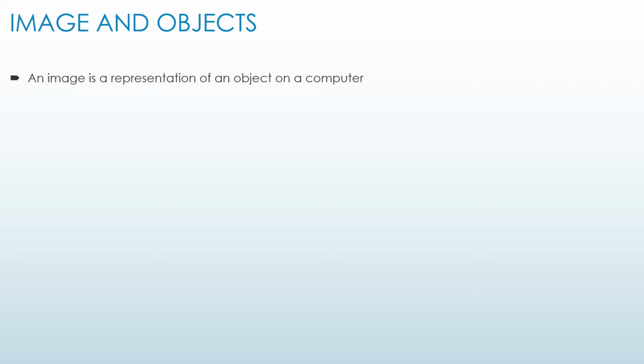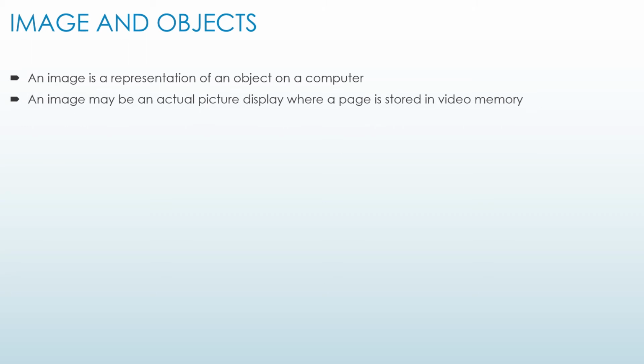An image, in the sense, is a small minute particle. An image may be an actual picture display where the page has been stored in video memory. Like a JPEG, it is a stagnant image, a never moving image, right? With a GIF, what happens there, you have an action. That is not an image, right? GIF, graphical interchange format, right? That's what we say.